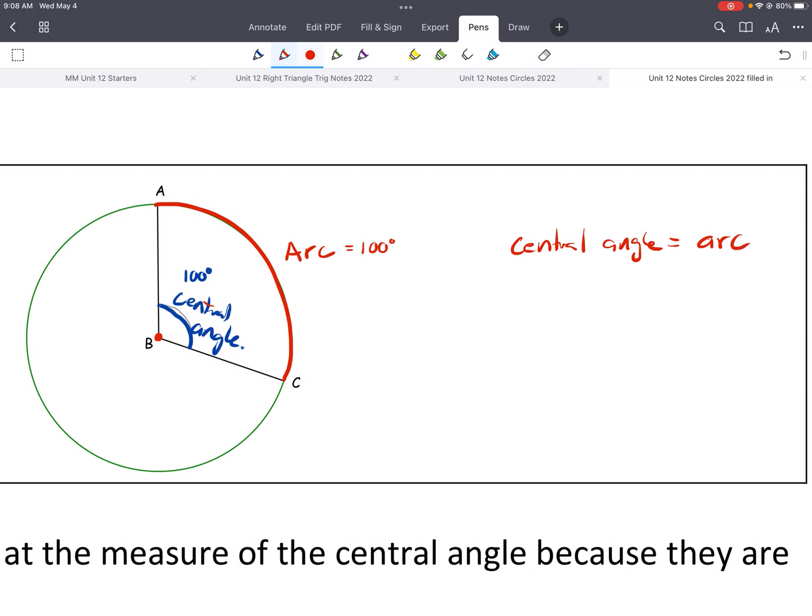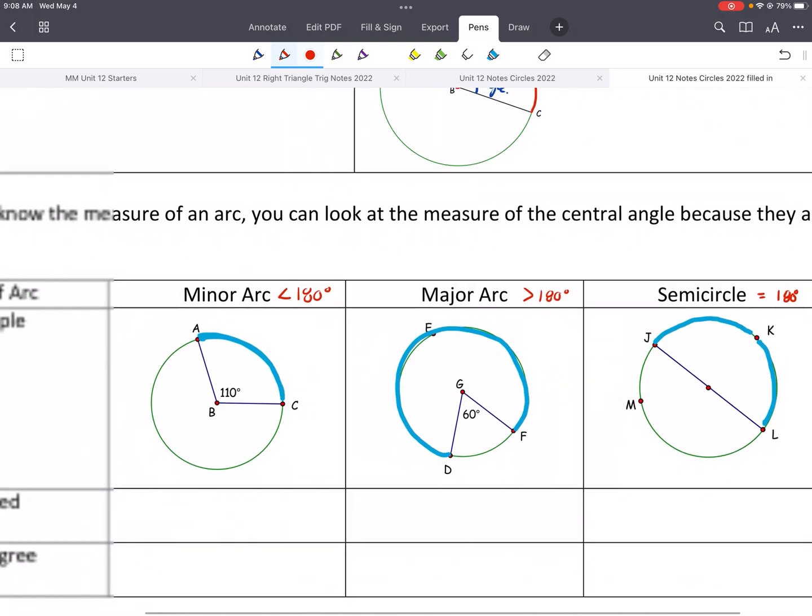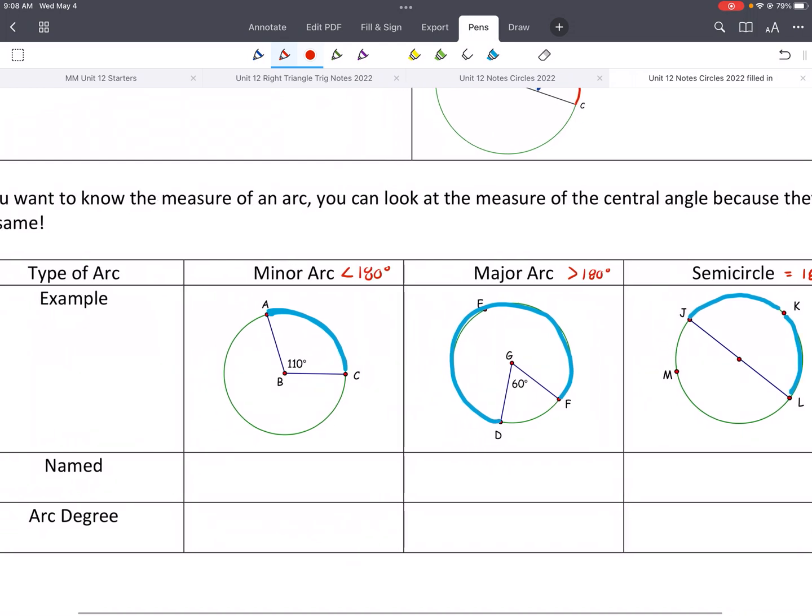All right, so keep that in mind. Let's maybe put a star on that, box it, something that's important that you'll need to have memorized so that you could do some of these problems. Okay, there are different types of arcs. There are major arcs, minor arcs, and semicircles.